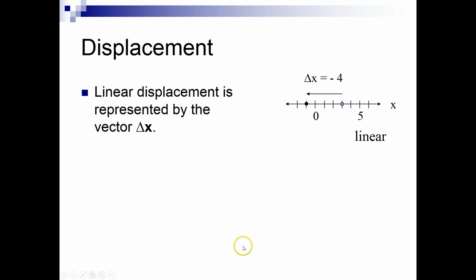If we look at the next one, we'll see that the displacement, or the change in distance, is typically represented by the vector delta x. So it has a magnitude and a direction. And for this one, the direction would be to the left side of the number line, and we do have a displacement of -4.